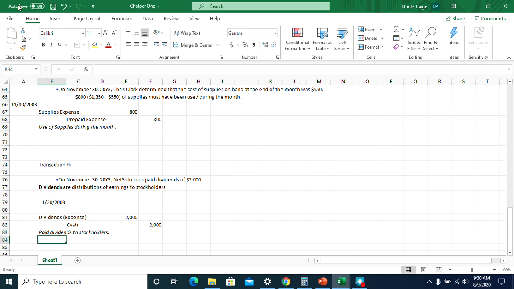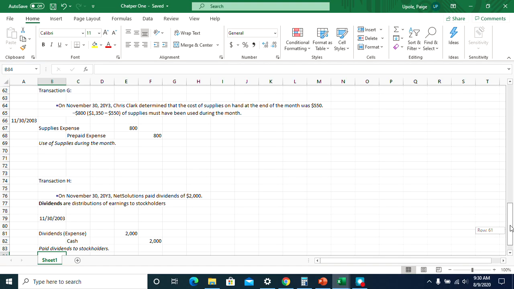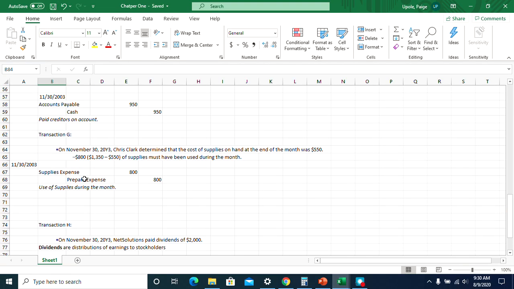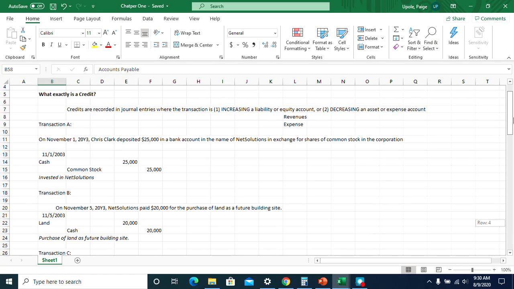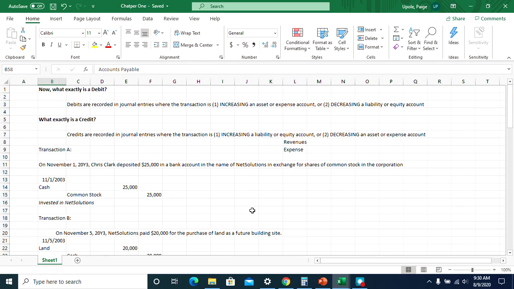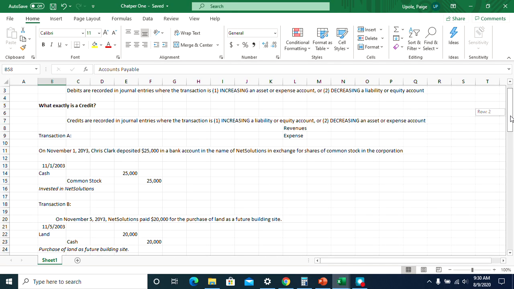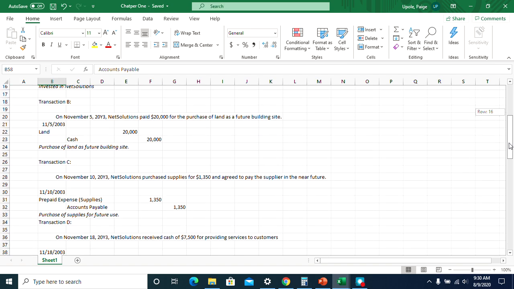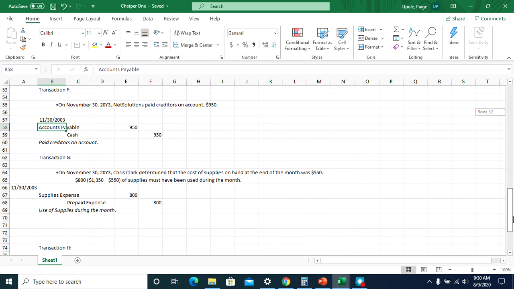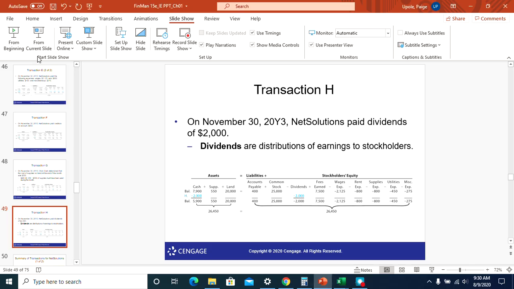Okay, so we presented a lot of new accounts here, and this is your first time seeing some of the descriptors. We haven't talked about prepaid expense before. Accounts payable is new, accounts receivable is new, dividends are new. So a lot of new information here. This spreadsheet will be available to you, so you can review jointly with me as I've been walking through this, and give it a glance through and let me know if you have any questions. We'll keep rolling with the slides here.